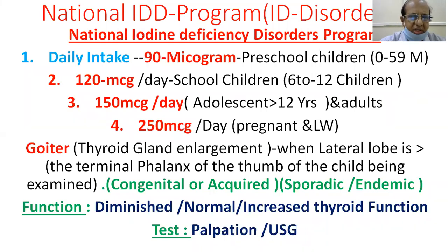Coming to the goiter. What is goiter? Thyroid gland enlargement. When the lateral lobe is enlarged, usually we have to examine the child, whether the terminal phalanx of the thumb of the child being examined shows enlargement. It may be congenital or acquired, sporadic or endemic. Function may be diminished, normal, or increased thyroid function, and the test should be by palpation or ultrasonography.